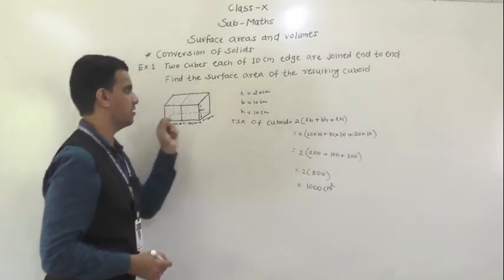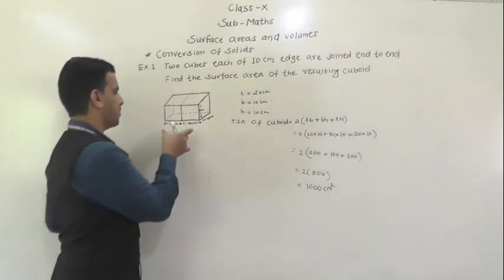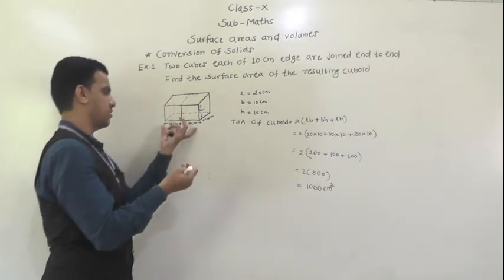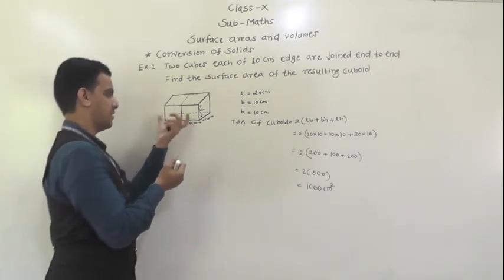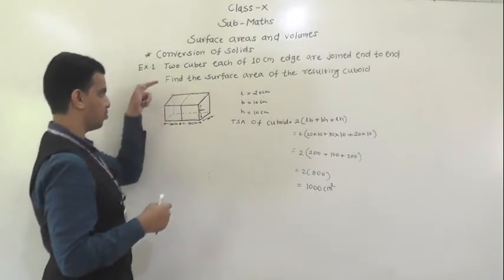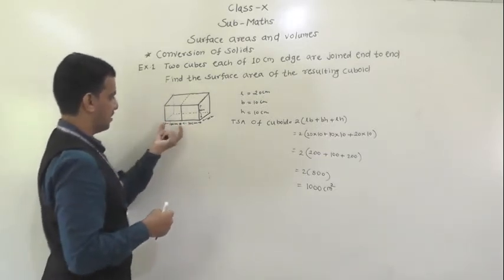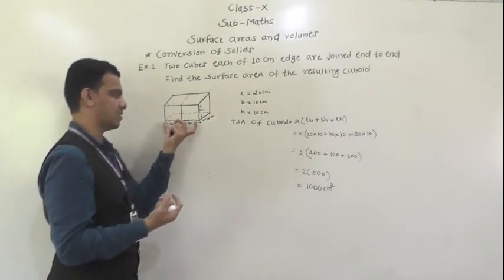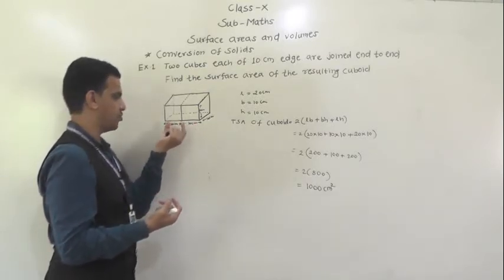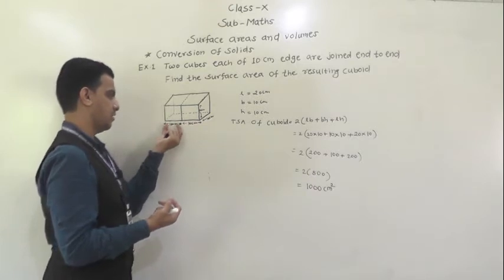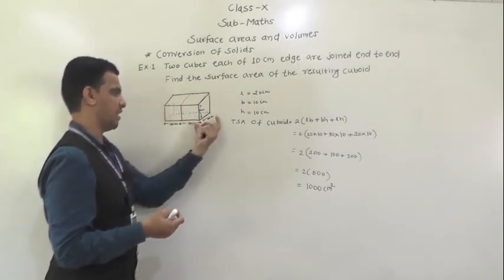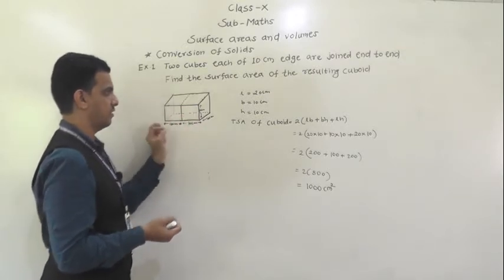Keep in mind, when we join two cubes, the length will change; whether it is two cubes or three cubes depends on the example. So here we join two cubes and get a cuboid having length 20, because when we join them the length changes, while breadth and height remain as they are, that is 10 and 10.